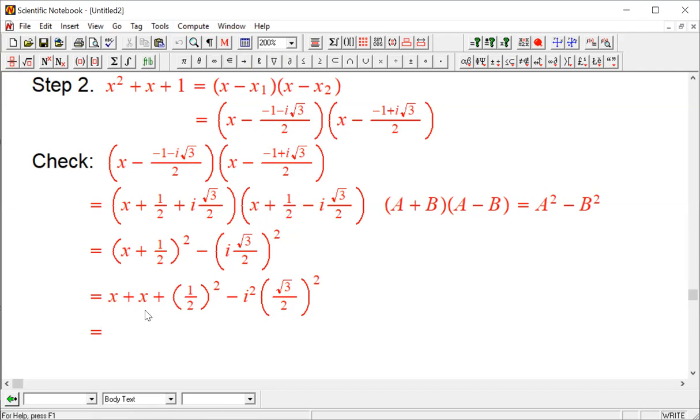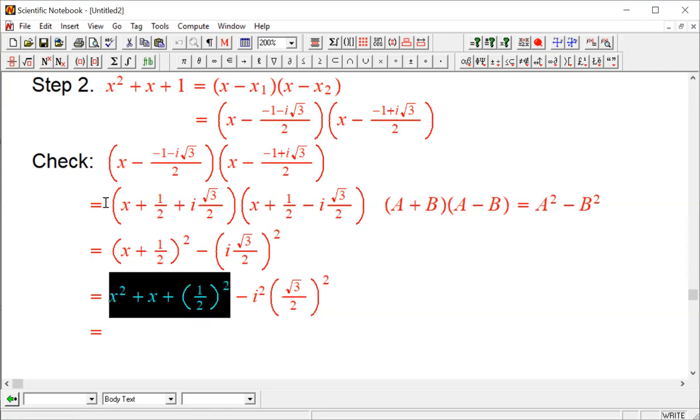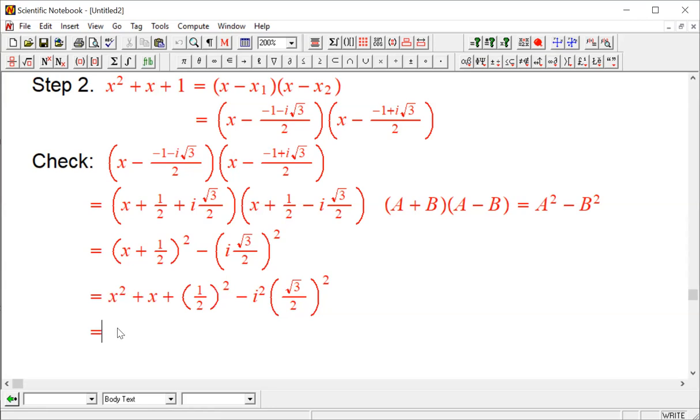Okay, oops. This is x squared, sorry, I missed x squared. So this piece, we get x squared plus x plus a quarter. And the other piece, minus i squared itself is -1. Okay, √3/2 squared, that's 3/4.